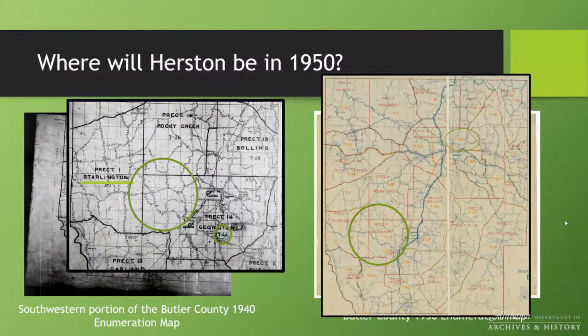And I chose to show y'all the more complicated one because I don't know exactly where he was in 1950, instead of doing the easy one, which was my grandmother, where I know exactly where she was. I know down to the road where she lived. And for him, I don't know that.